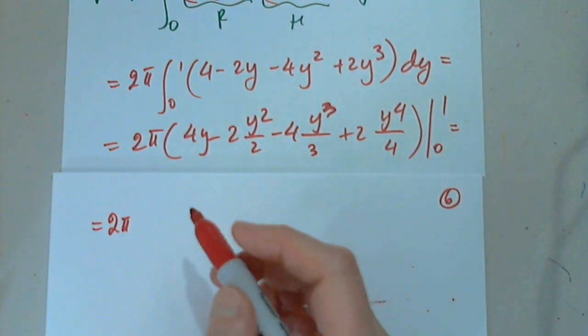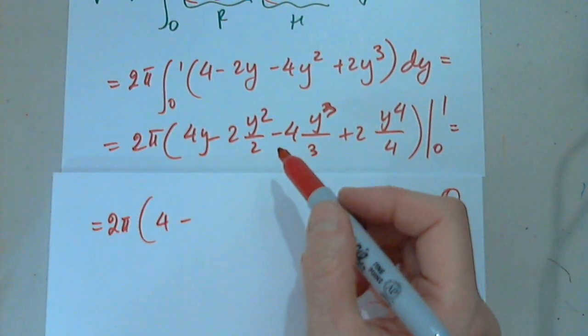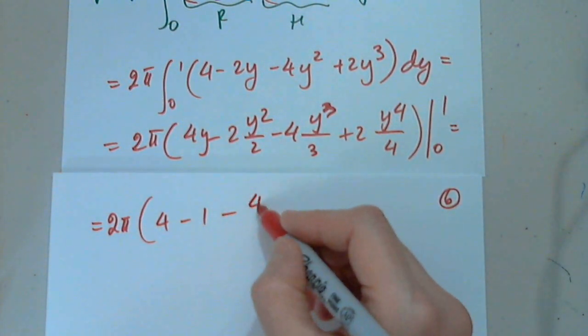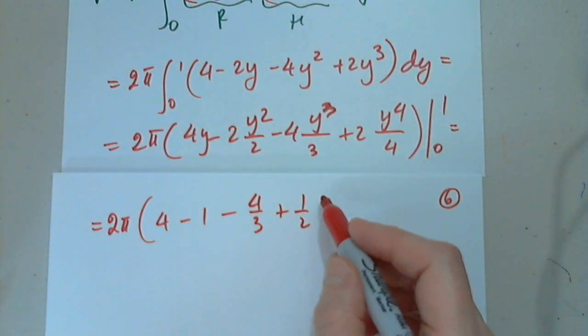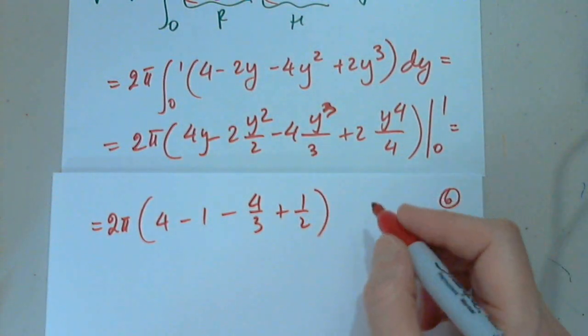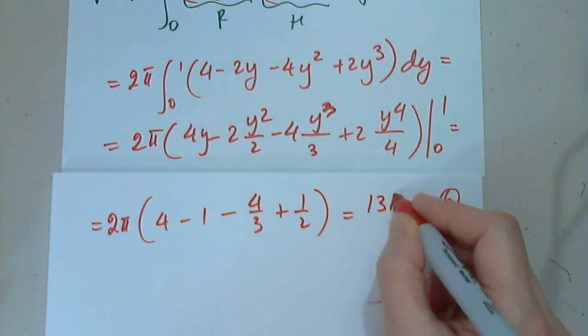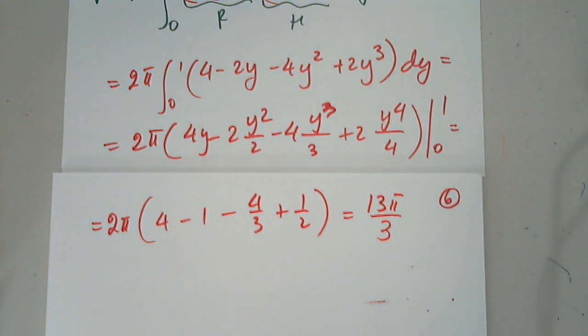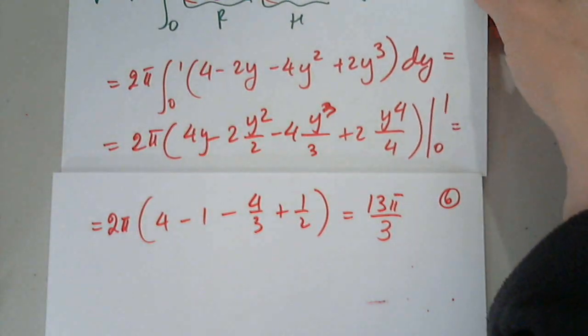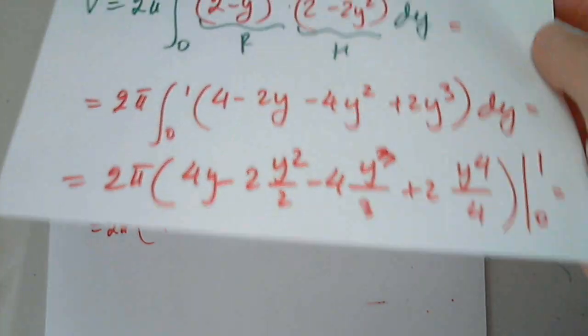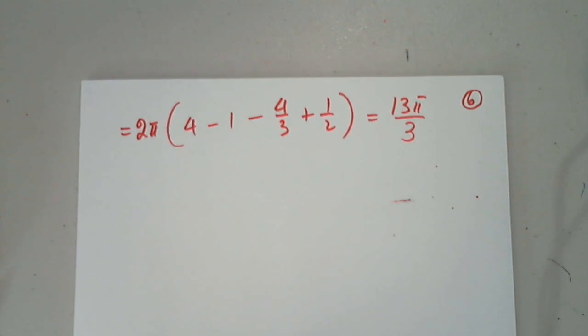So 2 pi (4 minus 1 minus 4/3 plus 1/2). I performed these calculations and I got 13 pi divided by 3, of course, units cubed. The final problem that I would like to present to you is problem 19, because we have a few things to talk about there.